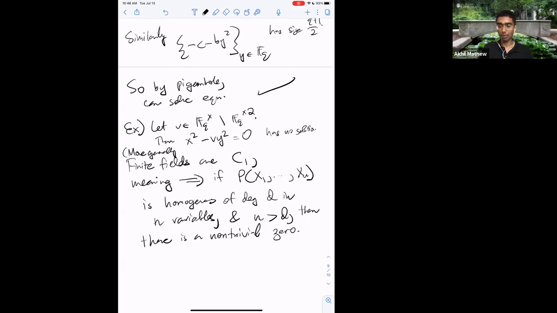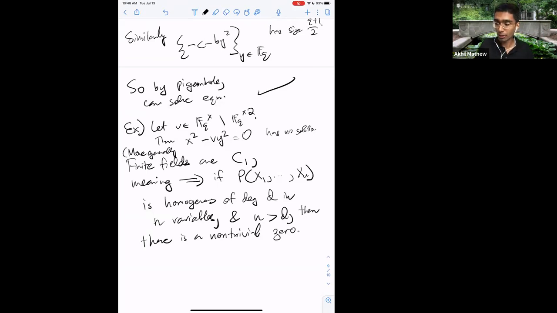Okay. So for example, F_q is C1, but something like a Laurent series field, F_q((t)), is going to be C2. So there is a hierarchy of fields, and as it goes up, it becomes harder and harder to solve the equations over them.